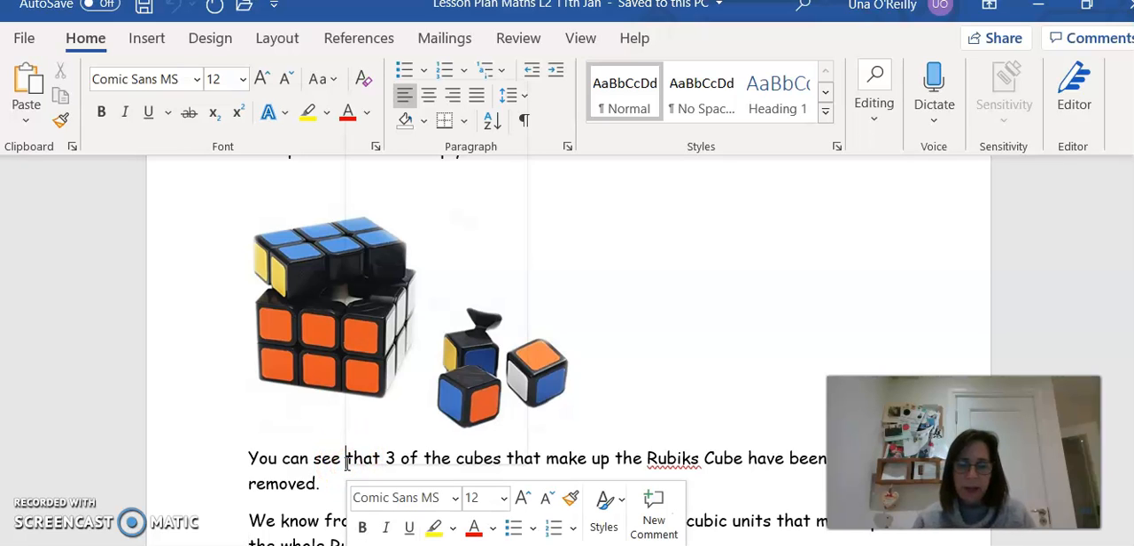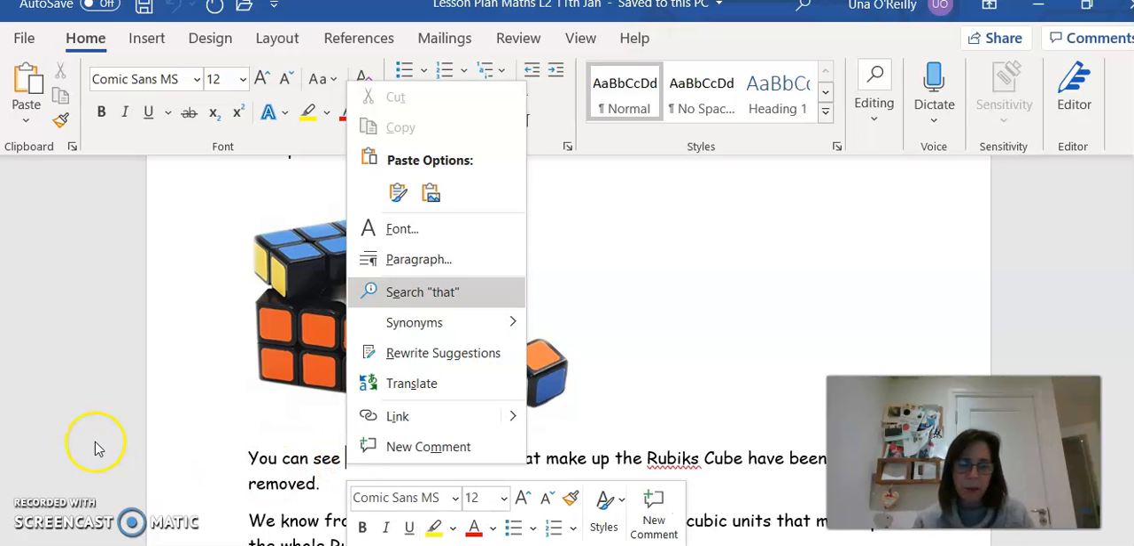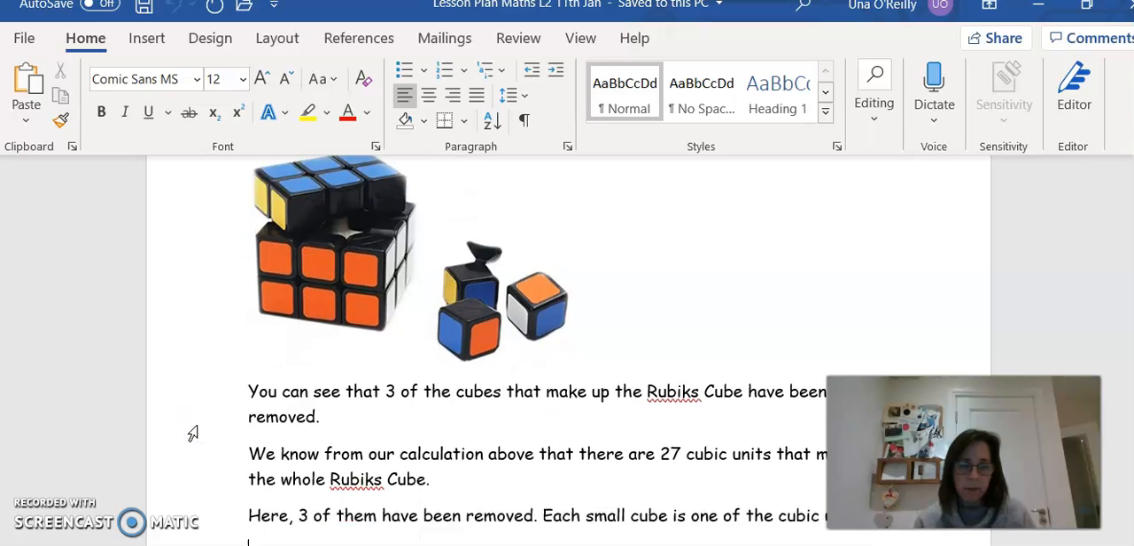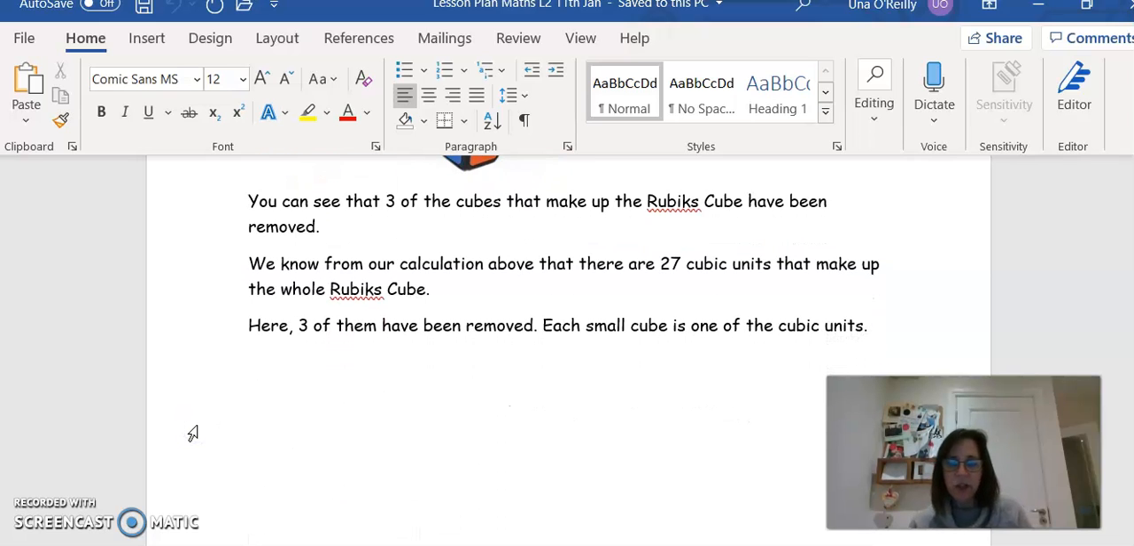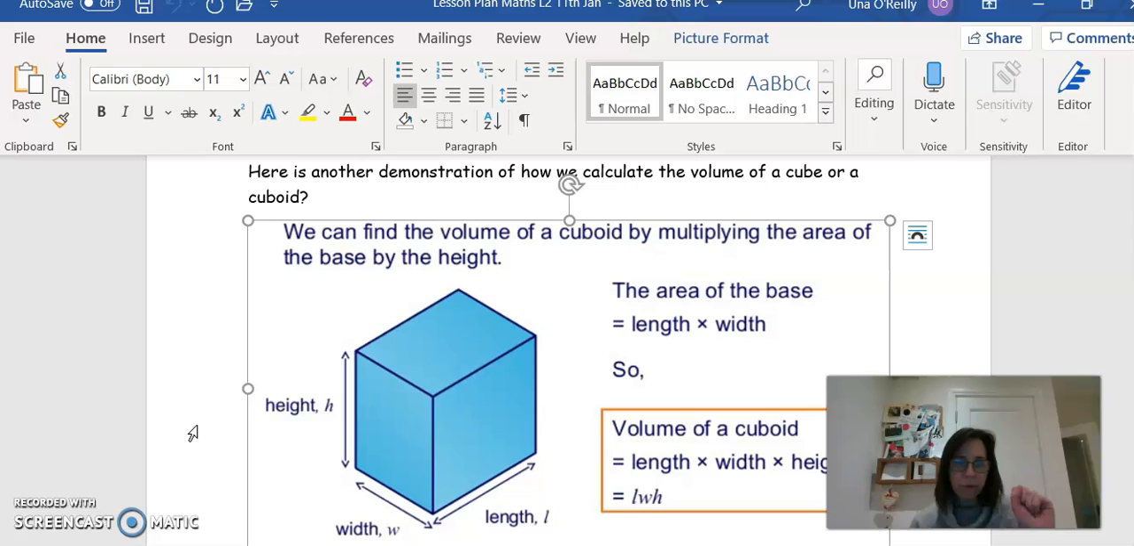We know from our calculation above that there are 27 cubic units. That's what we described in here. Okay, that make up the whole Rubik's Cube, and 3 of them have been removed. Each of those small cubes is one of the cubic units. All right. This is just another demonstration of how we calculate the volume of a cube or a cuboid.